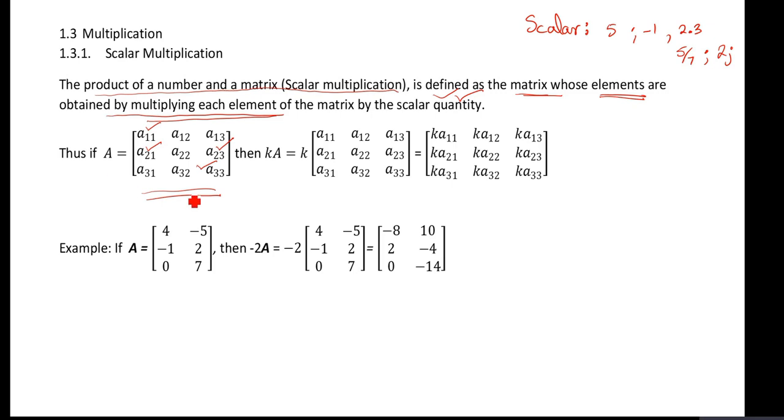Okay, if A is equal to that matrix, then K times A. What does K times A mean? K multiplied by that A. And because K is a scalar, the theory states that I can take K and multiply into the matrix every single element. So it will be K times A11, K times A12, K times A13, and so on, right till the end.